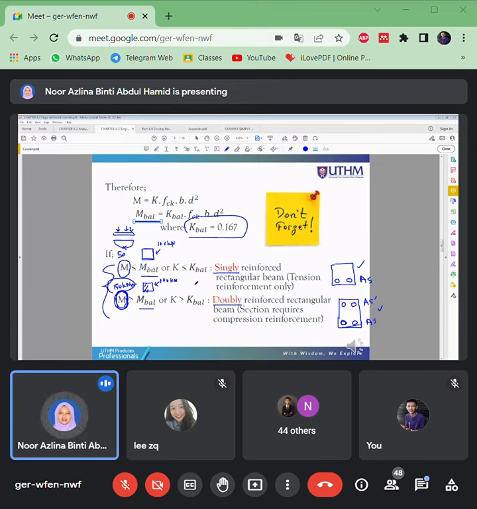You can also use another comparison using K and K balance, where K balance is 0.167. The equation for K is M divided by fcu b d to the power of 2. We will go through the equation for K after this. So you can use the moment concept or the equation for K to make the comparison: K less than K balance is singly, K more than K balance is doubly.